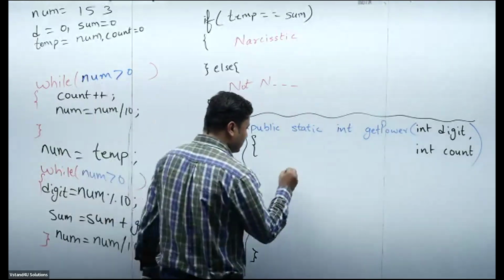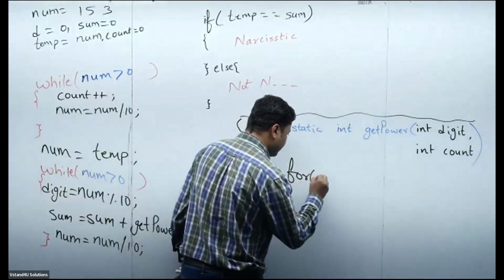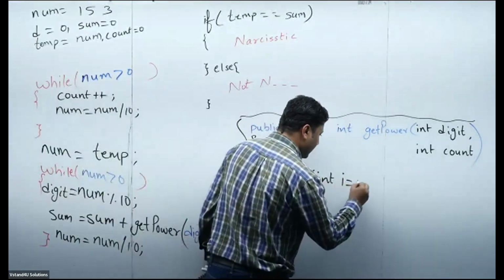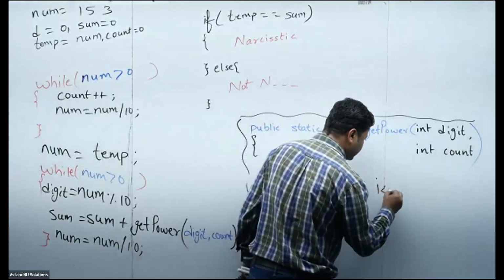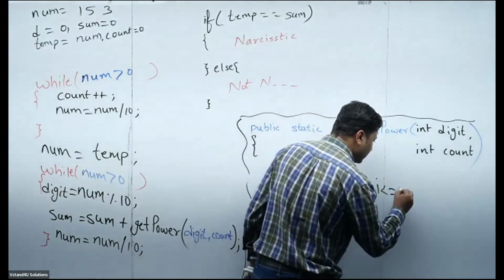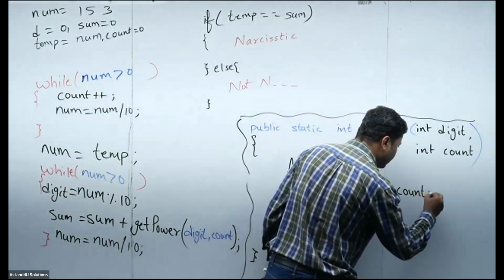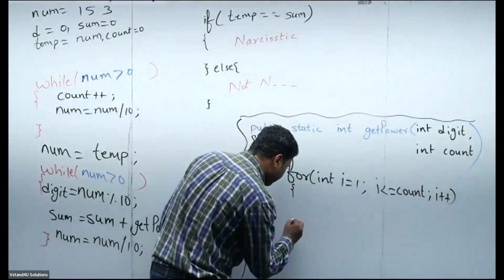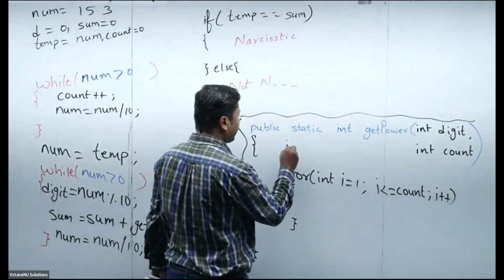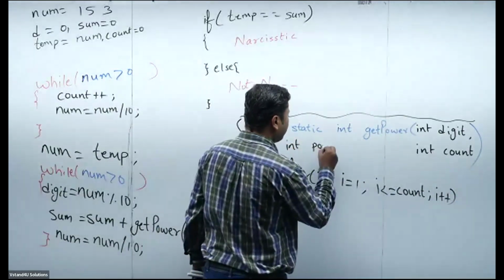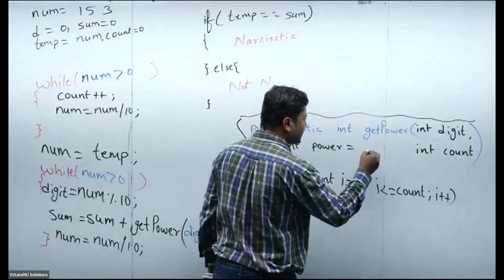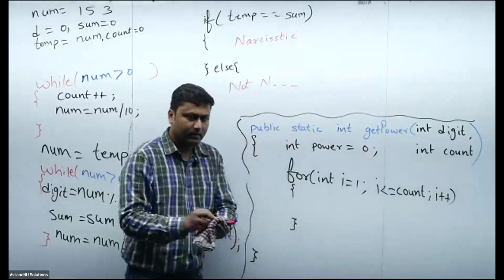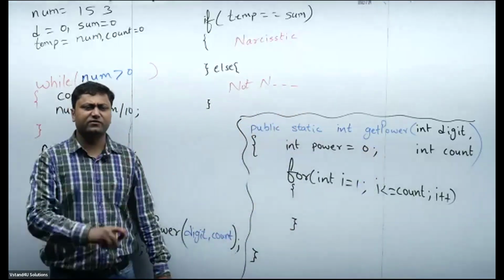If I need to loop, for int, of course I need to take another variable. I is less than or equal to count. Okay. Now let me take another variable called power result, whatever you want. That is zero, sir. What is the power function with 0?